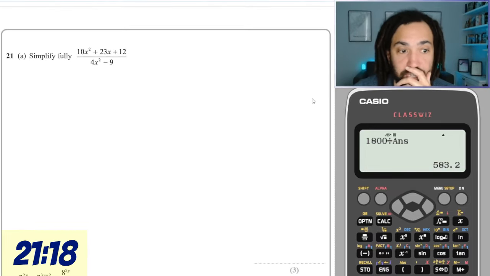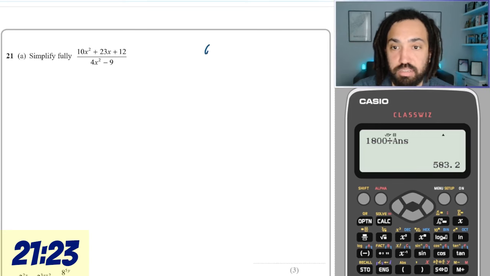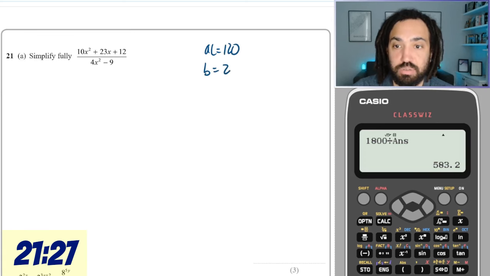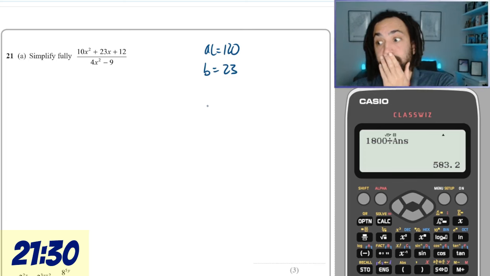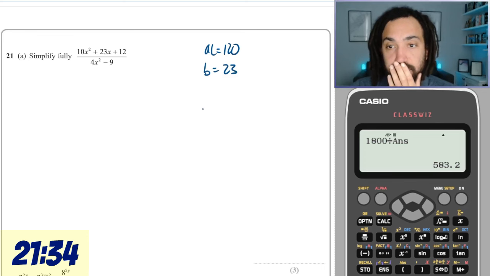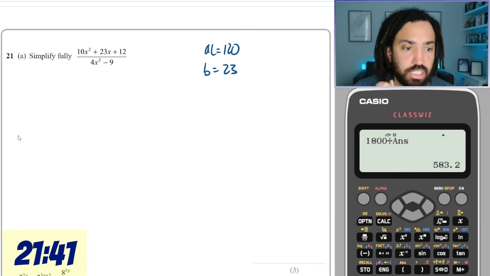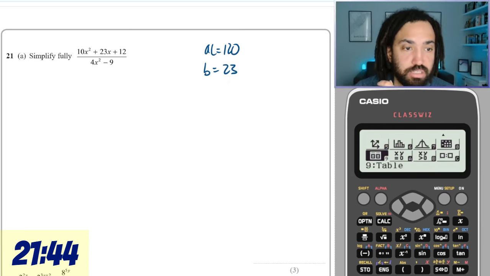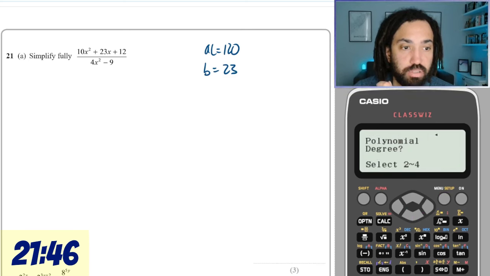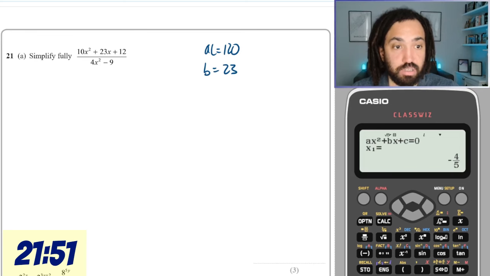Okay, simplify fully. Yes, I can do that. Whoa, gosh. Okay, that's going to be a tricky one. Right, AC is equal to 120. B is equal to 23. So what is that? That is 12 and 10. No. Oh gosh, come on. All right, let's cheat. The examiner doesn't need to know this. Polynomial degree 2, so we've got 10, we've got 23, and we've got 12.